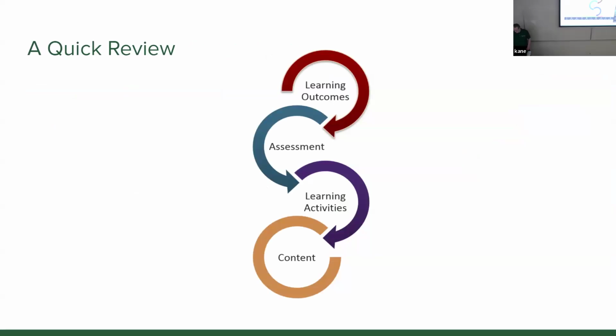So quick review from yesterday. The model that we use as instructional designers is a backwards design model. And yesterday we really focused our conversation on creating learning outcomes. Today, we'll look at crafting assessments that allow students to work toward and eventually show their mastery of these learning outcomes. And with doing that, we'll also cover some general concepts around creating quality assessments and even some examples of assessments that you may want to use.